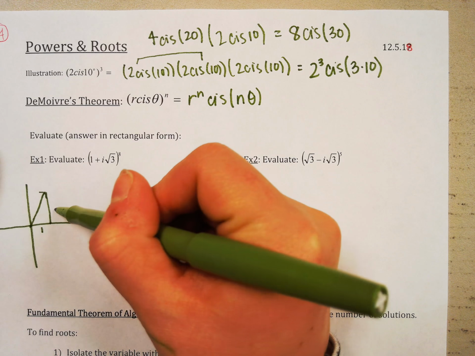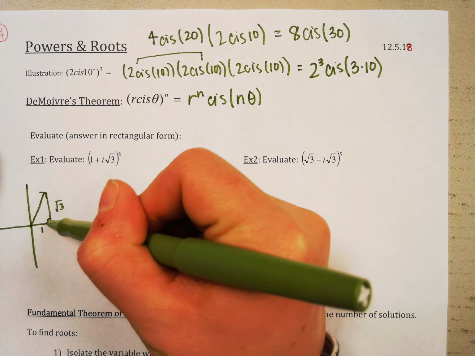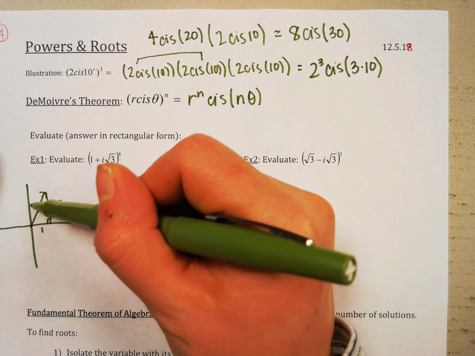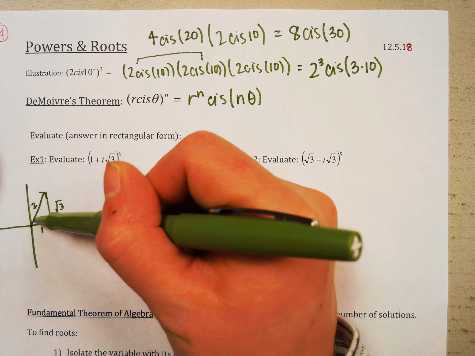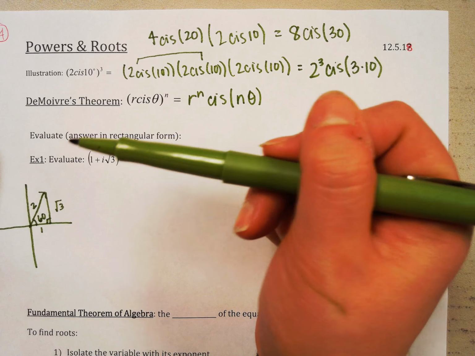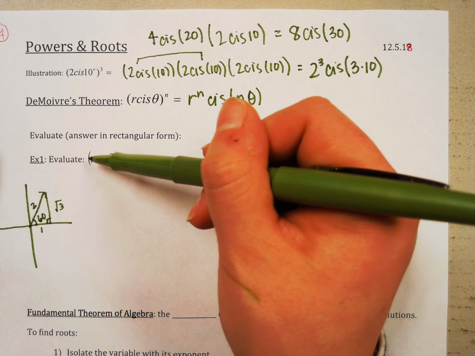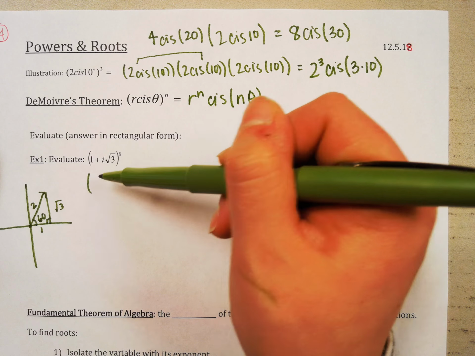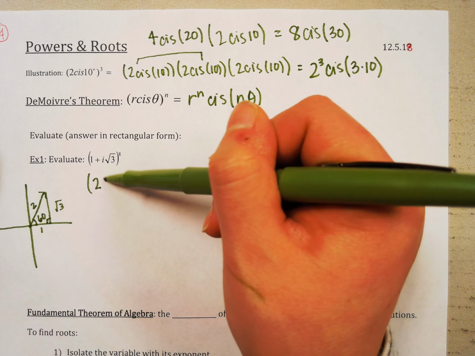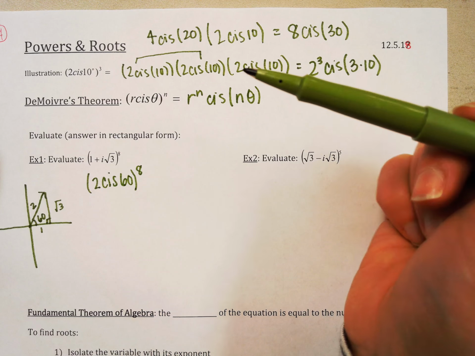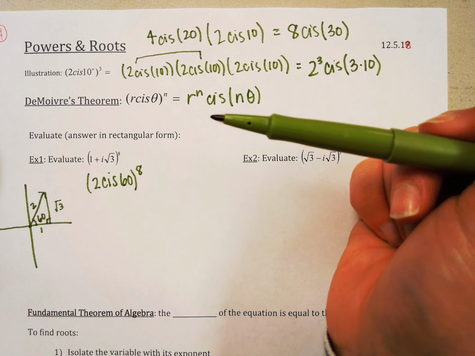So here's our vector here. This is a 30, 60, 90 triangle. Our r value is going to be 2. This angle here producing the root 3 is going to be 60. So I could rewrite then this complex number in polar form. This is in rectangular form now, but I can rewrite it into polar form as 2 cis 60. And then I'm raising that to the 8th.